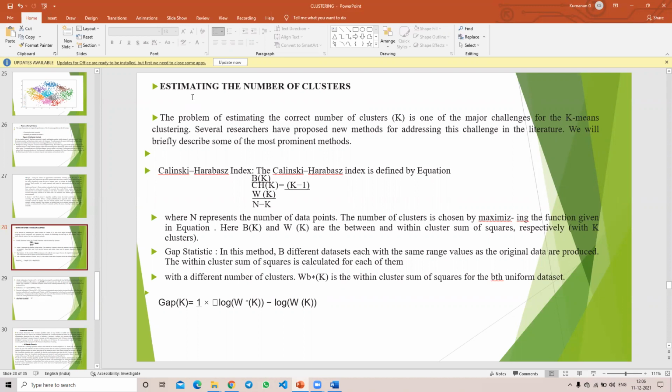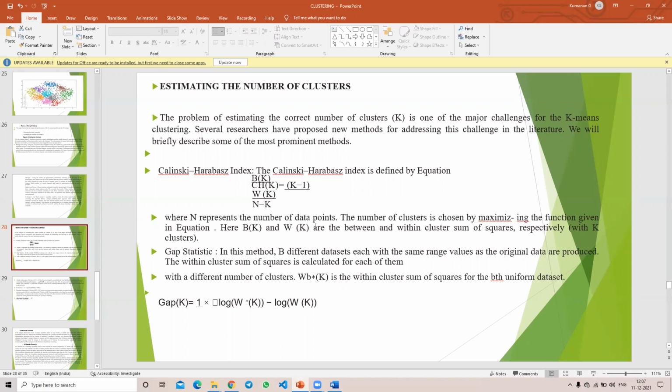Calinski-Harabasz index. The difference is given here: CH of k is equal to B of k divided by k minus 1, divided by W of k divided by n minus k. This is the equation for Calinski-Harabasz.